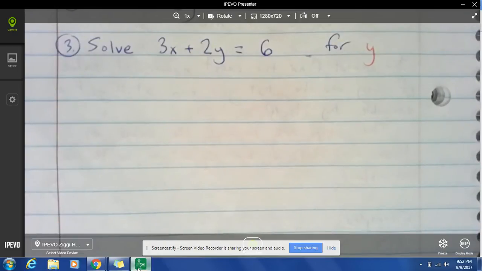Okay, so here's our final example. We want to solve 3x plus 2y equals 6 for y.